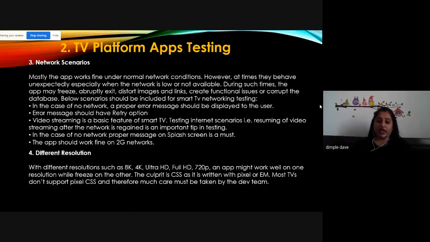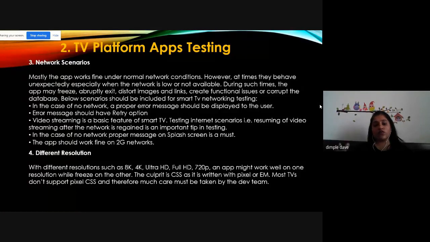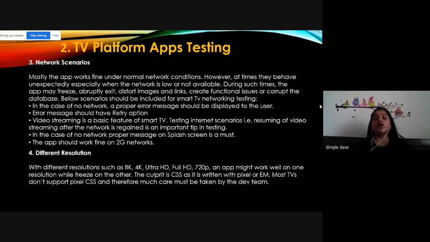An app might work well on one resolution while freezing on another. So what exactly should a tester take care of here? The application should work on different types of resolution. It should not be meant for only 4K. Imagine the application is working on only 4K smart TVs. What about the audience who have Ultra HD and Full HD TVs? They will not be able to enjoy your application, right? It should not be that way. So when a person is testing this kind of application, they have to pick all these variations of resolutions in their test cycle.